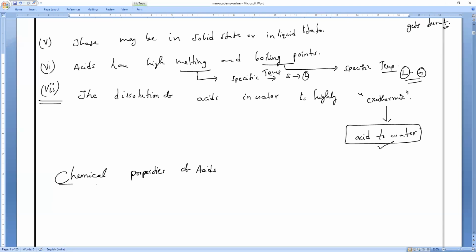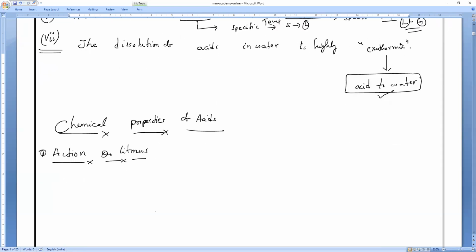The first property is very well known to you all. A very simple property. That is only action on litmus. So can you tell me about action on litmus? We have two litmus papers. What are the two types of litmus papers? Everybody? We have red litmus, and another one is blue litmus. So we all know blue litmus paper. Of course, this is red litmus paper, and another is blue litmus paper.